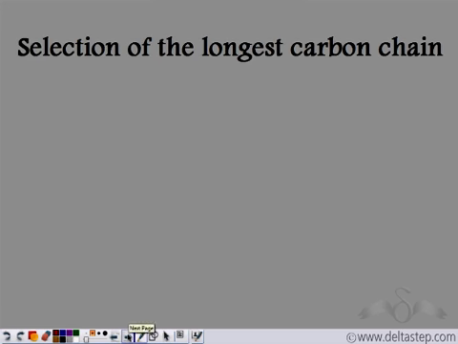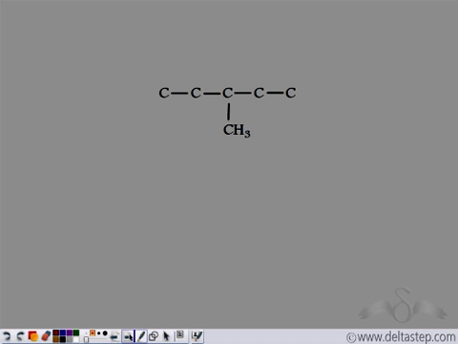While naming the organic compounds, the first step is to find the longest chain of carbon atoms. That remains the same for all organic compounds. So let's take an organic compound. So we are given this compound. So the first step is to find the longest carbon chain.